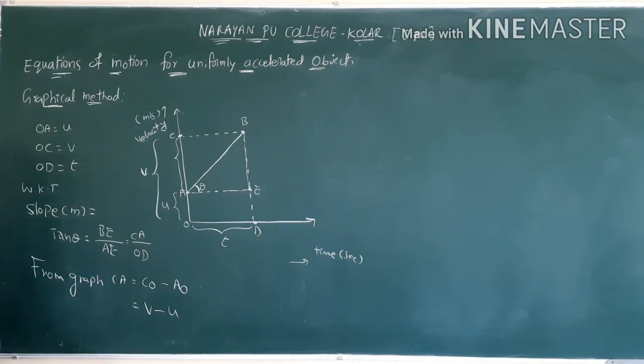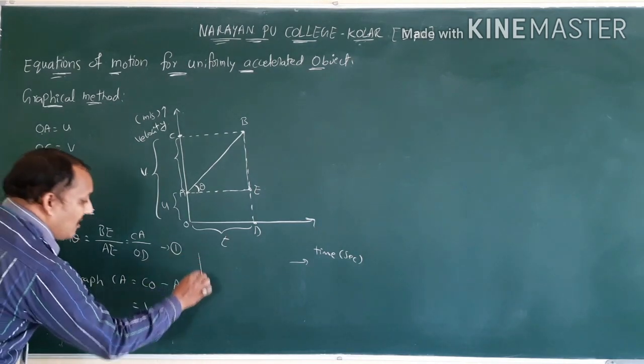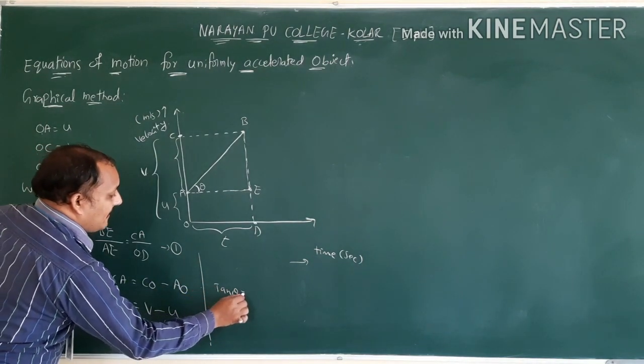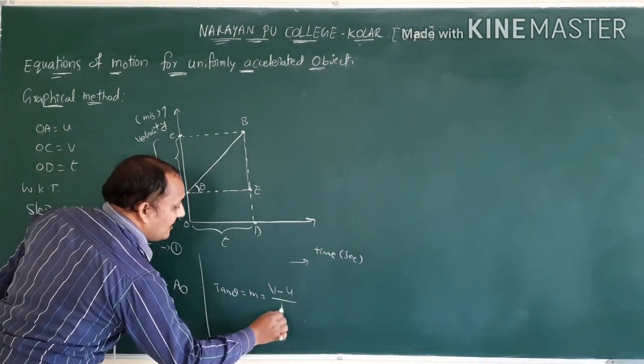If you substitute CA and OD in this equation, call it equation number 1, then what will you get? Tan theta, which is m, is equal to (v minus u) by t.